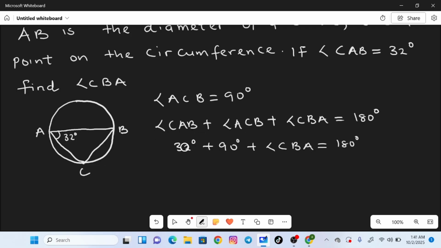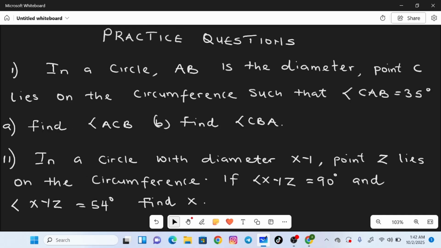So if we bring 32 degrees and 90 degrees to our right hand side, the positive sign will change to negative. So angle CBA equals 180 degrees minus 32 degrees minus 90 degrees. Our angle CBA equals 58 degrees. That's our answer.